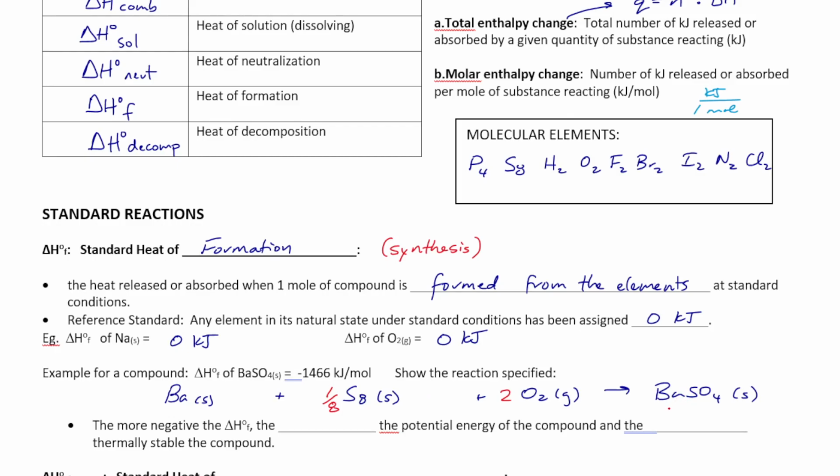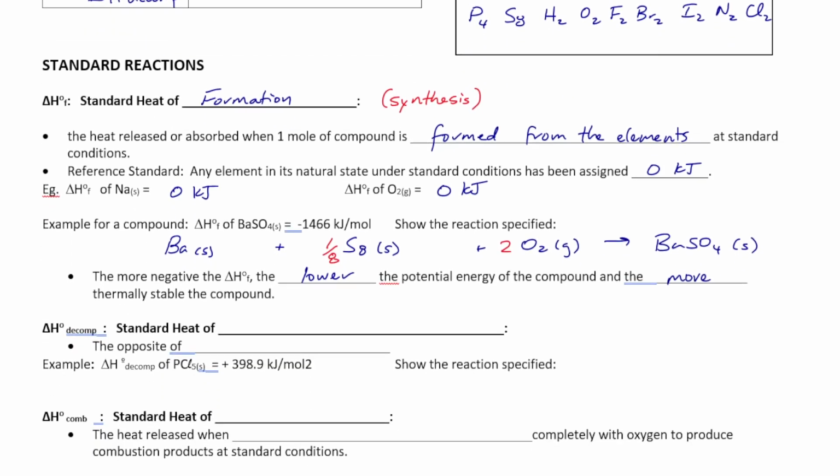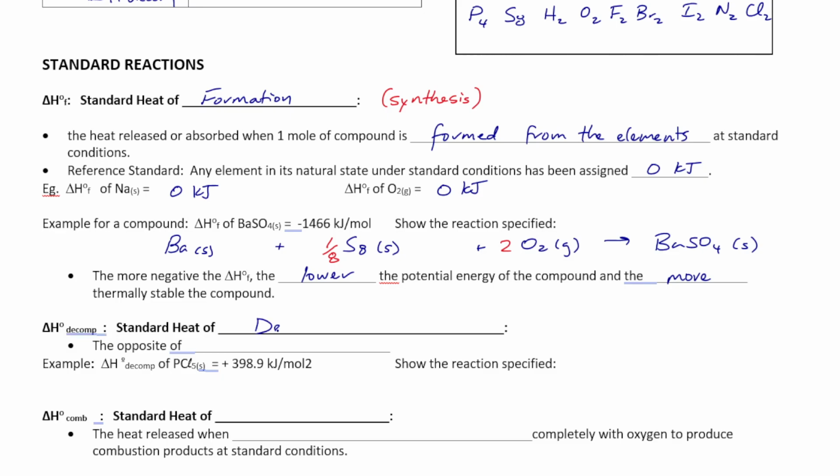So in these thermodynamic equations, it's okay to use rational or fractional stoichiometric coefficients because we define things in terms of 1 mole of that substance. And so what we're saying here is that for every 1 mole of barium sulfate that forms from its elements, this is how much heat is released. Now, the more negative the delta H is, the lower the potential energy of the compound and the more thermally stable the compound is. Now, moving on from formation, we also have the standard heat of decomposition.